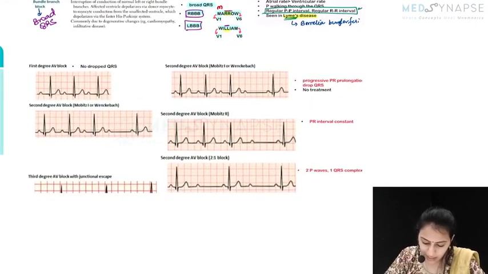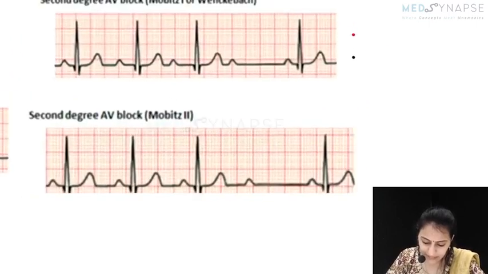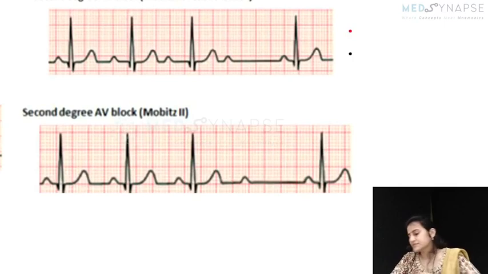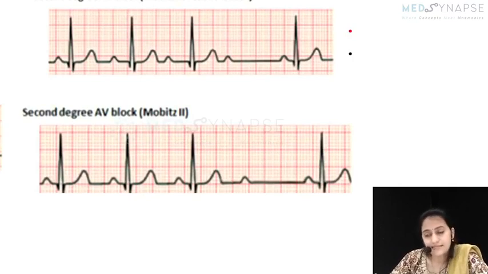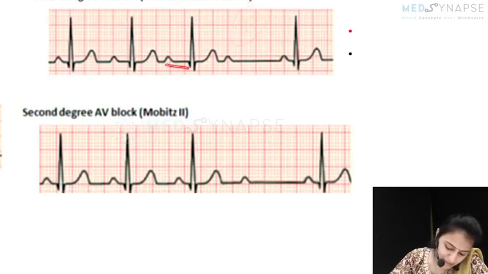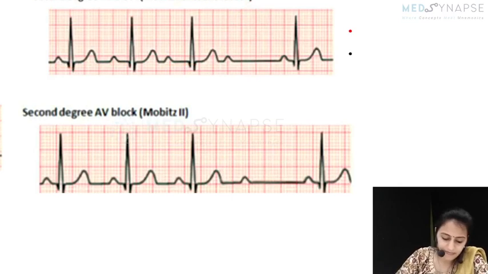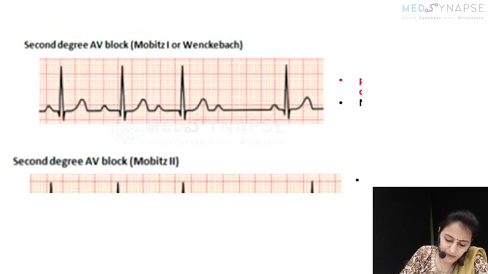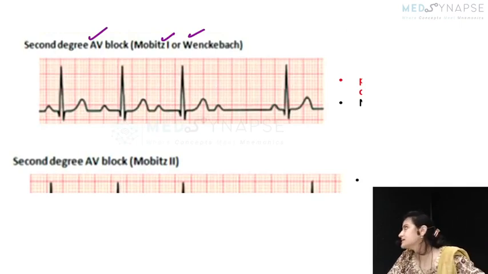Right, so looking at the images here, is it the first degree? Is it second degree? Is it third degree? What is it? It is not first degree. Why? Because we see a drop beat. QRS is there, QRS is there, QRS is there, but then QRS is not there. There's a drop beat. So I know it's a second degree. Then we will look at the PR interval, progressively increasing. So what is it? Mobitz type 1, right? This is Mobitz type 1, Wenckebach, second degree heart block.